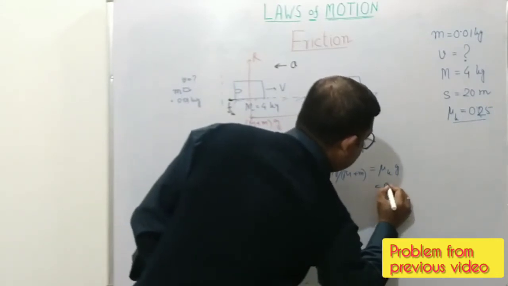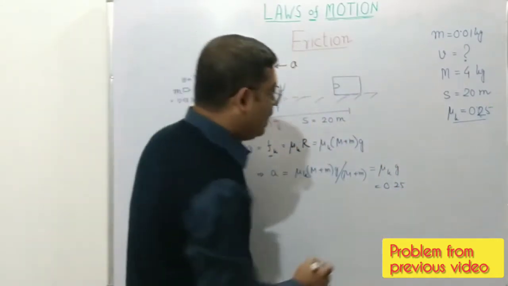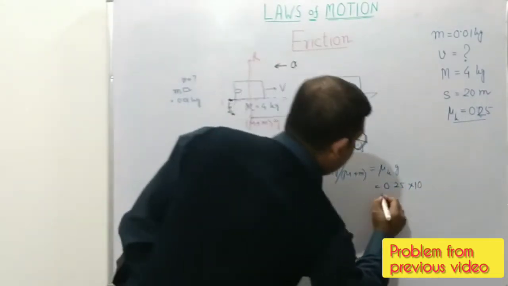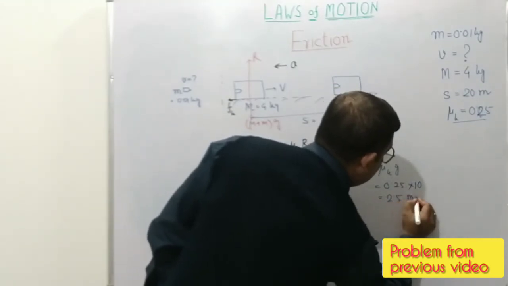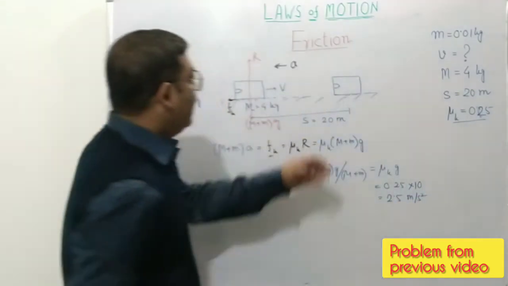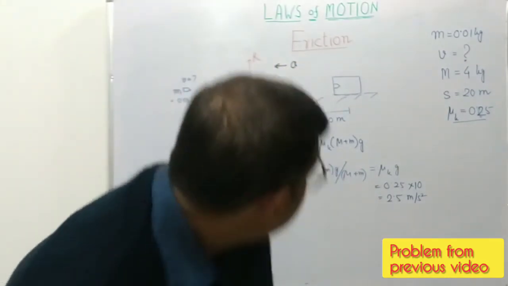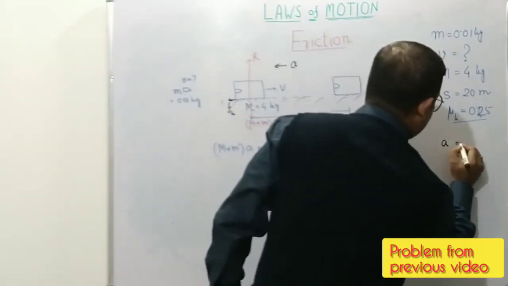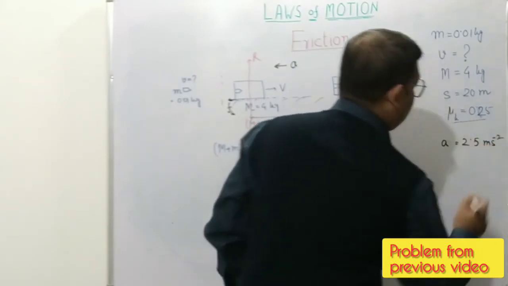Mu k is given 0.25. g, let's for simplicity take it as 10 meter per second square as in the previous case. So we will have an acceleration equal to 2.5 meter per second square in the direction opposite to the direction of motion. Let's note this down somewhere. a is found to be 2.5 meter per second square.